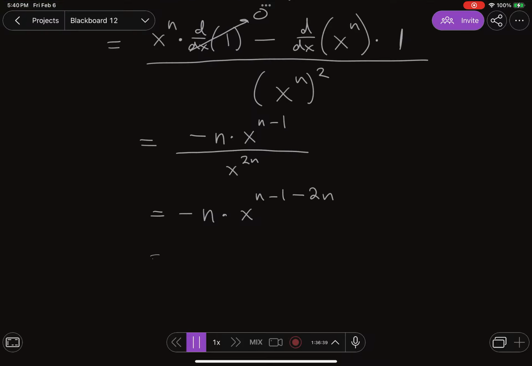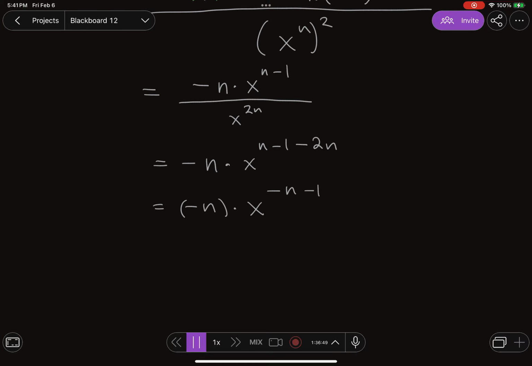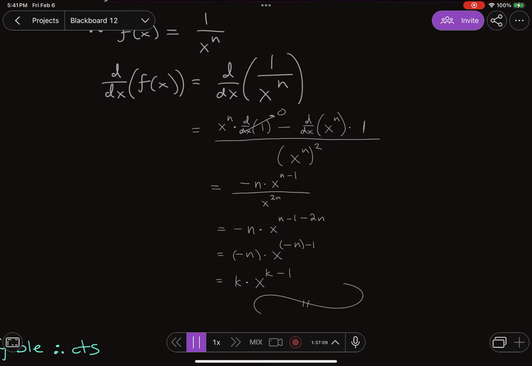Oh, shoot, but that's the same thing as negative n, I'll put that in parentheses, times x to the power of n minus 2n, that's negative n minus 1. Oh, but I could use parentheses here as well. We have another name for negative n. That's k. Oh, look. That is the power rule. So if k is even a negative whole number, the power rule works. We know how to find the derivative. We use the quotient rule for the proof of the derivative of the power rule if k is an integer or if the exponent is an integer.